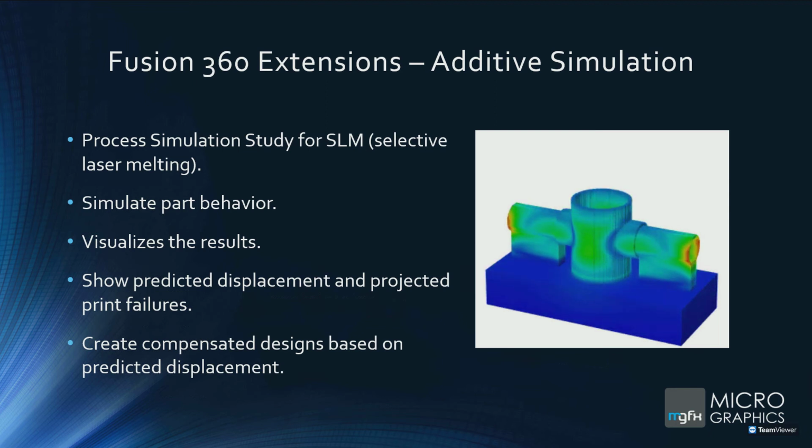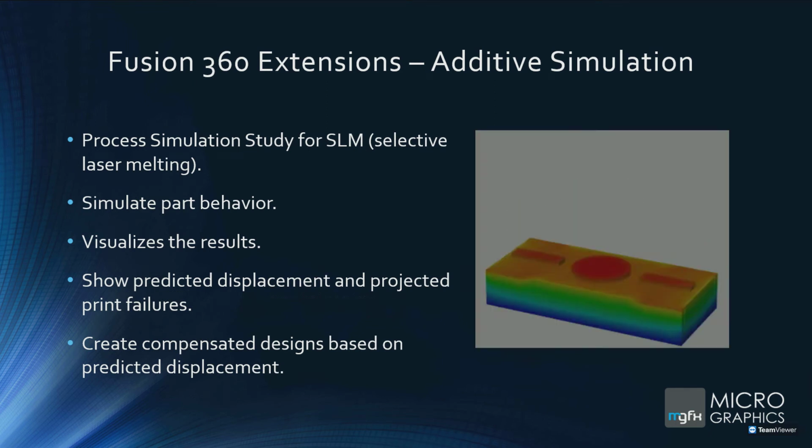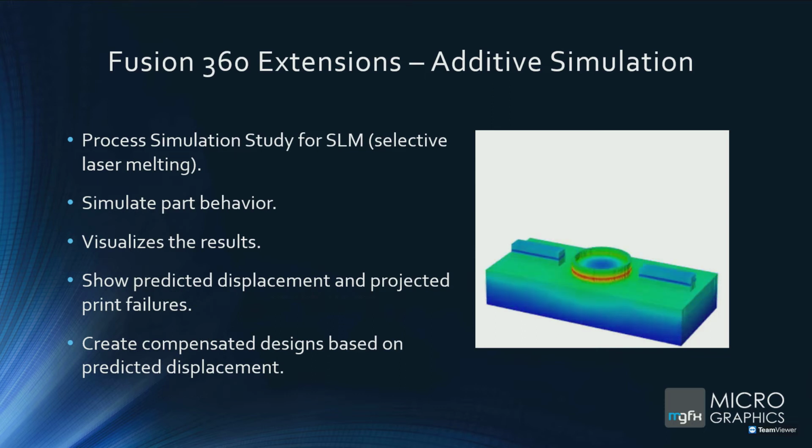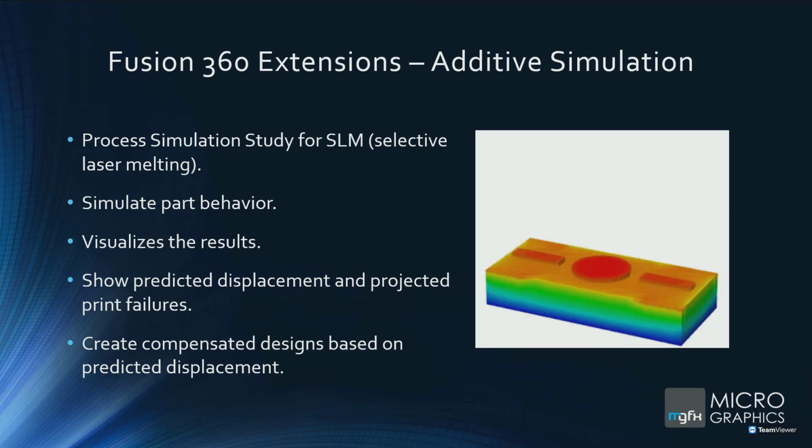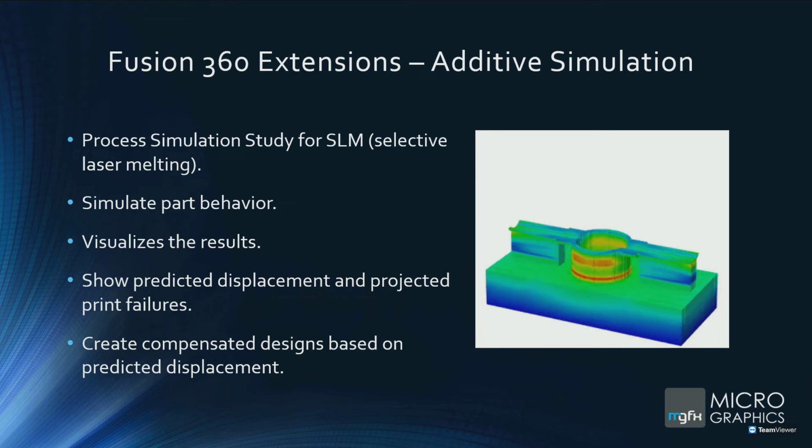So you solve a process simulation study to confirm your designs, but it also allows you to find ways to optimize your process and also create compensated designs based on the predicted displacement. So it will actually warp the print to predict that displacement so that if it does warp during printing, you end with the correct shape.